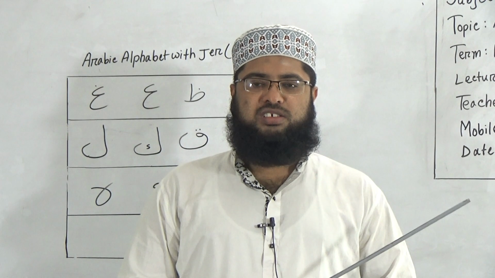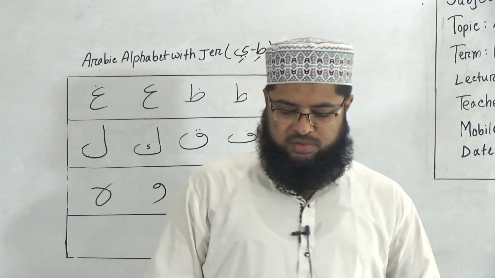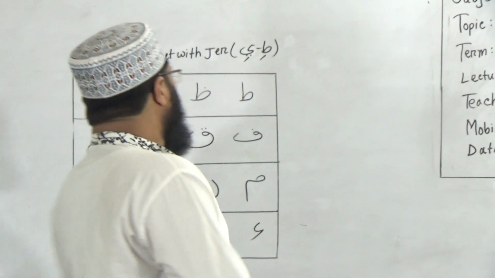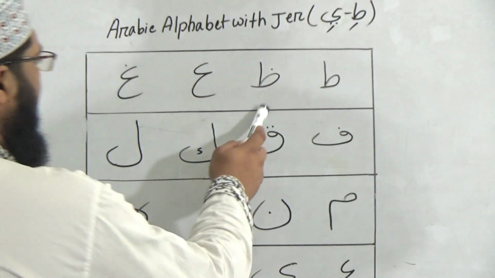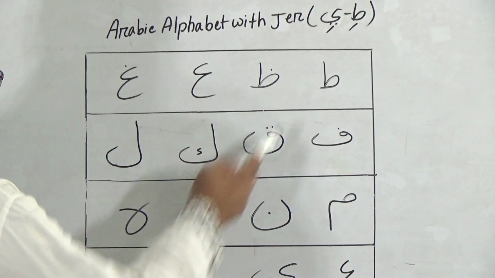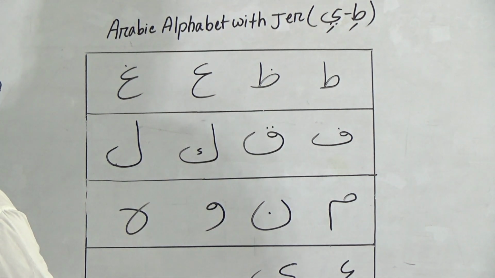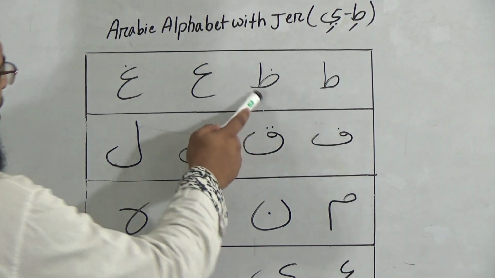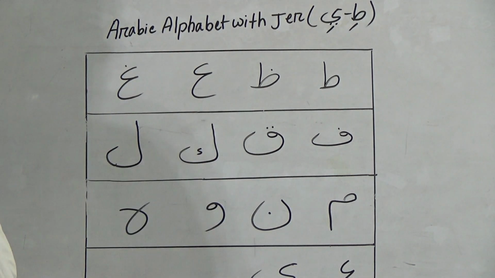So my dear students, at first look at the board. Here I have written 14 Arabic letters from Tua to Ya. Now we will put a Zer under every alphabet. Now my dear students, let's start.